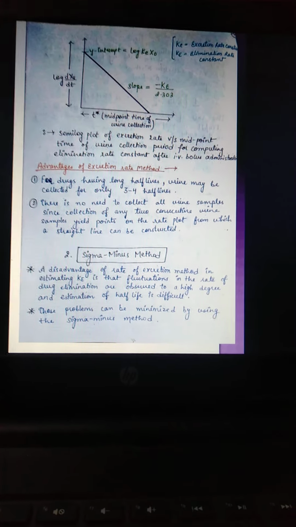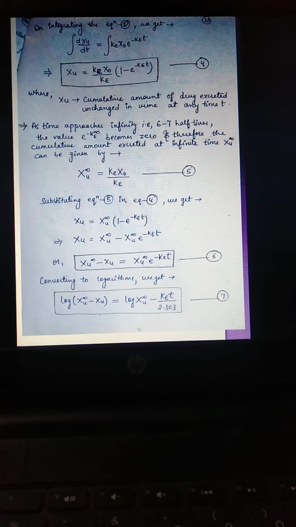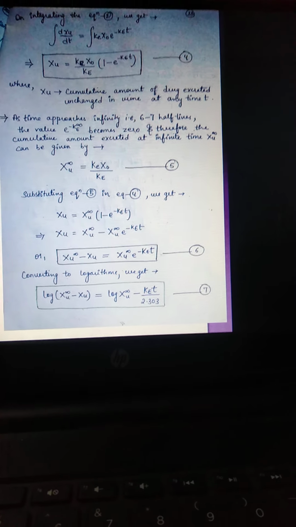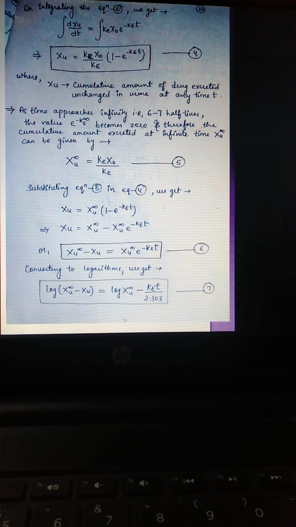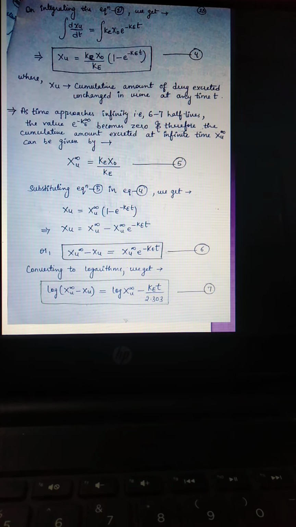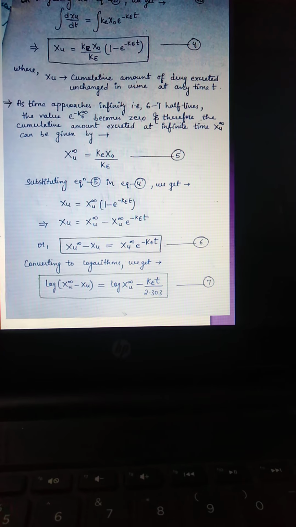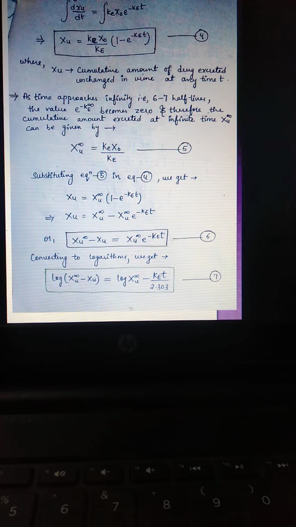In the sigma minus method, from the earlier equation dXu/dt = ke X0 e^(-KE t), we integrate that equation and the integrated form results in equation number 5. Substituting equation number 5 in equation 4, we get a new equation, that is 6, and converting that equation into logarithm form we get equation number 7.